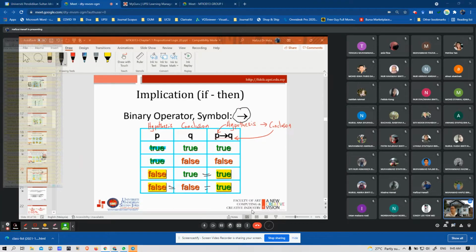Yang ni dia punya truth table dia. Okay, the truth table of logical implication. Implication also known as a conditional statement. If then is a type of compound statement. It is formed by joining two simple statements with a logical implication, connective or operators lah. We have true, false, true, true, and then false, equivalent to true lah.